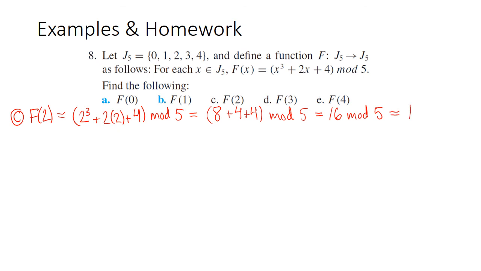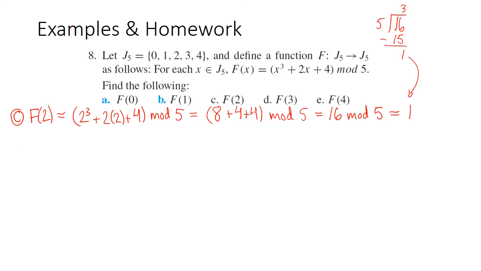If you want to do that in your head, you can just realize that 16 is 1 more than a multiple of 5. The nearest multiple of 5 that's below 16 is 15, and then you would need a remainder of 1 to get up to 16. Or you can just do the long division: you get 3, 15, subtract, and then you get 1. So that is 16 mod 5.